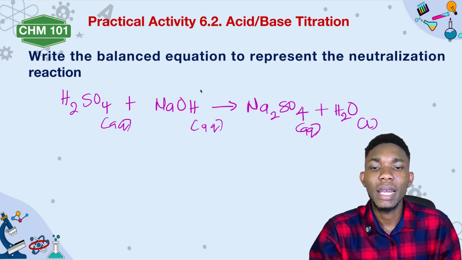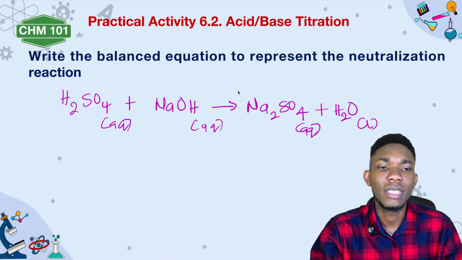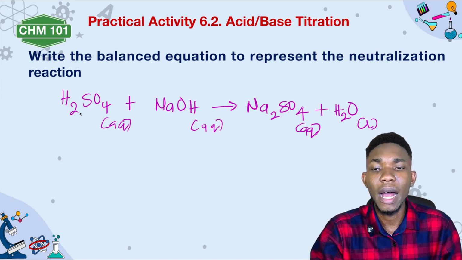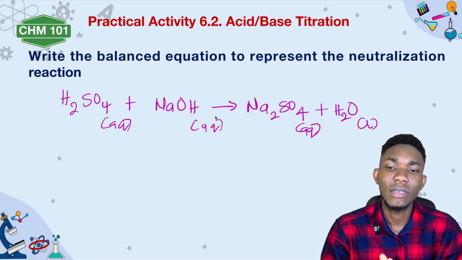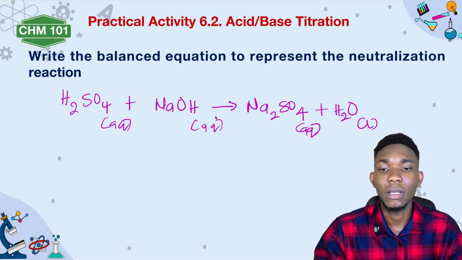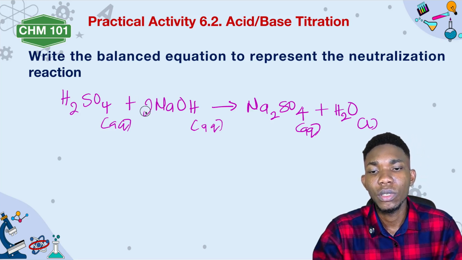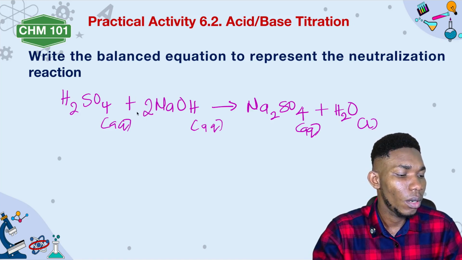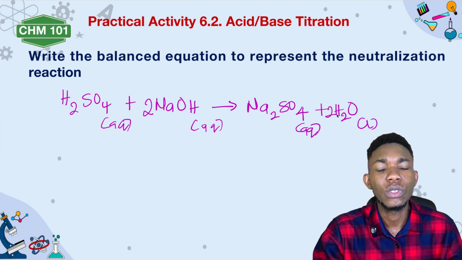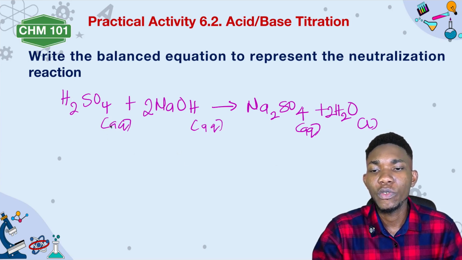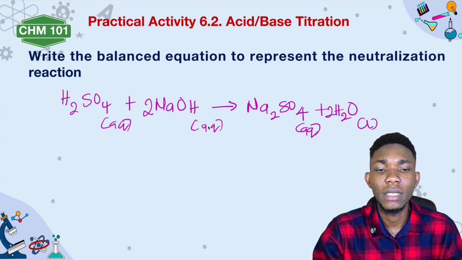The next one is write the balanced equation to represent the neutralization reaction. The equation has H2SO4 reacting with sodium hydroxide, because the reaction for this activity was between sulfuric acid and sodium hydroxide to give us sodium sulfate and water. Now, the balanced equation, you have 2 here for sodium hydroxide. Then water, you also have 2 molecules of water. H2SO4 is aqueous, sodium hydroxide is aqueous, sodium sulfate is aqueous, and water is liquid. And that is that for that one.